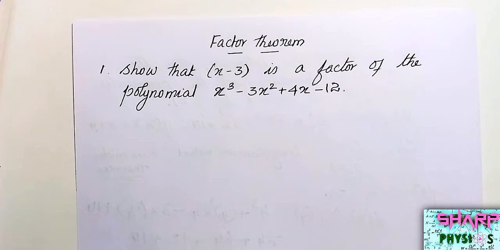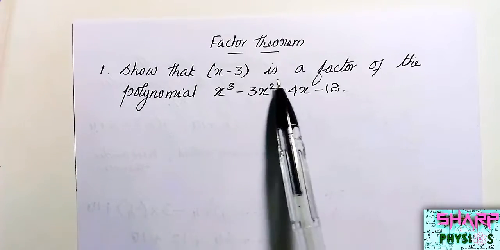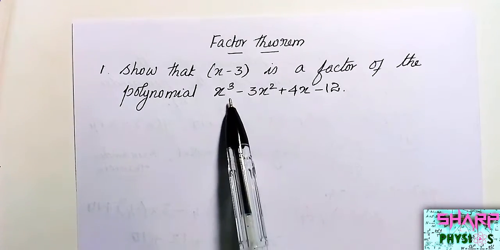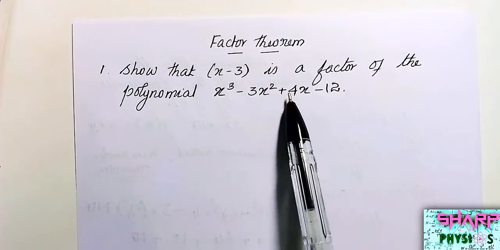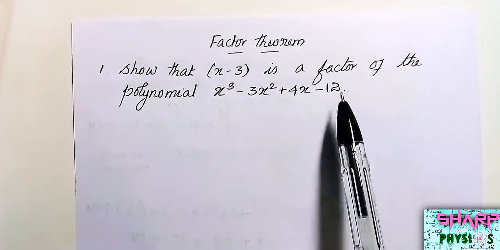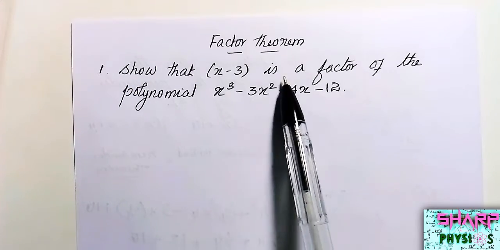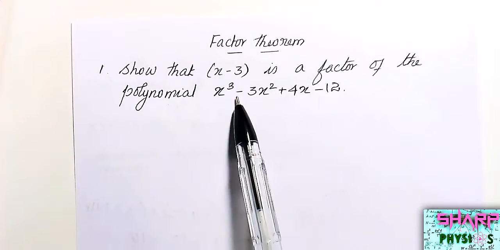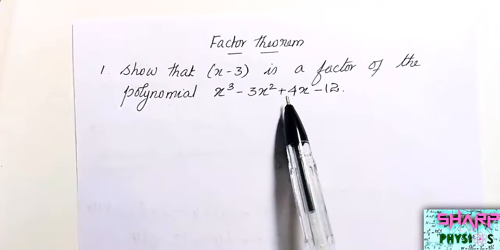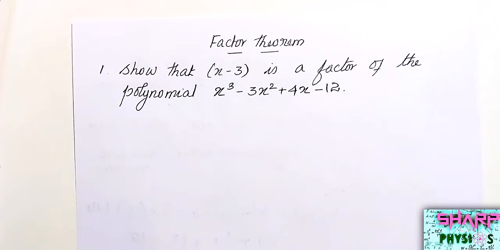The first problem is to show that x minus 3 is a factor of the polynomial x cube minus 3x square plus 4x minus 12.